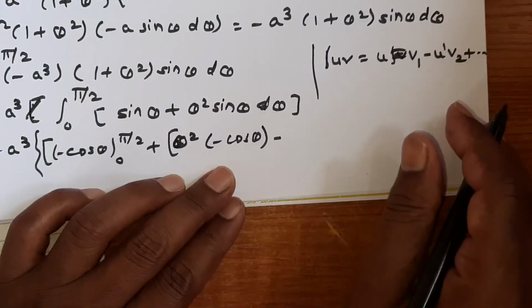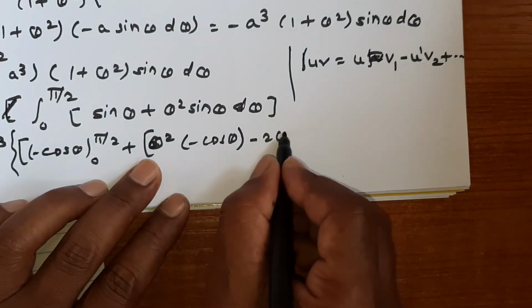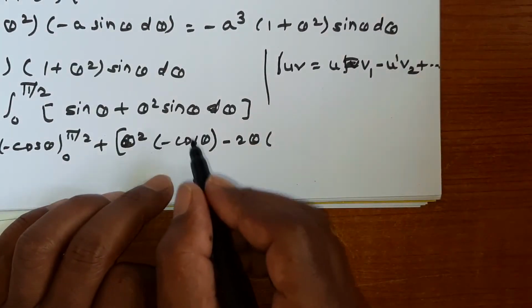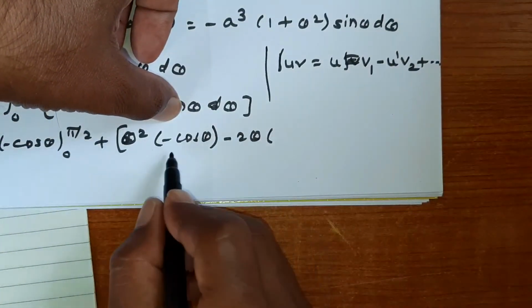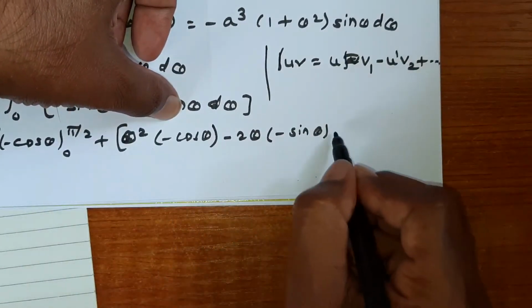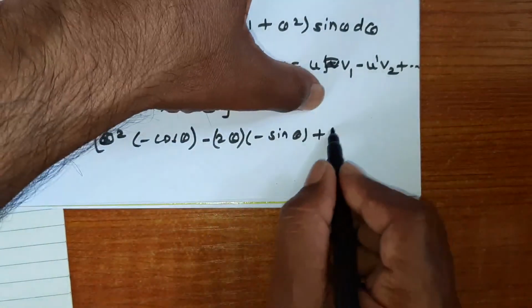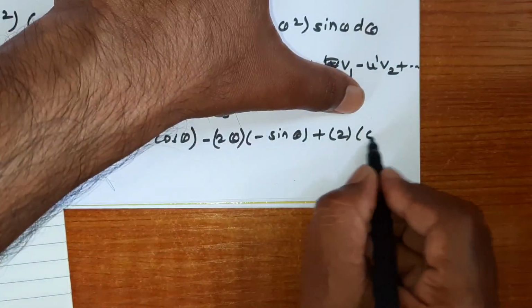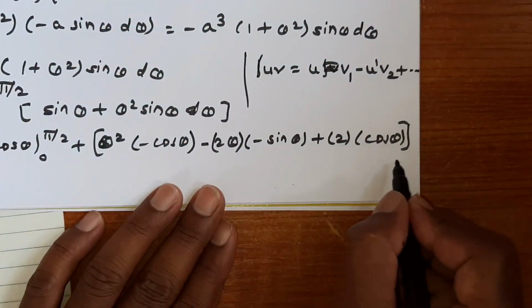Right? Minus, take the derivative u dash. U dash means the derivative of theta square. It is 2 theta. Concentrate on this minus cos theta now, and integrate minus cos theta. It is minus sin theta. Plus, alternate plus minus sign. What is the derivative of this 2 theta? It is 2. Right? And what is the integration of minus sin theta? It is cos theta. Correct? And limit 0 to pi by 2.